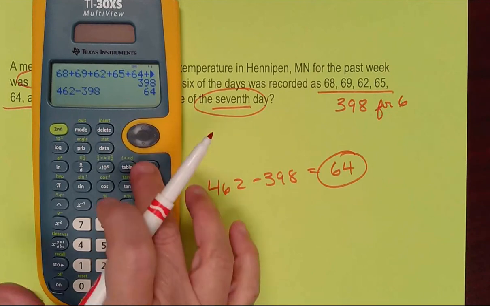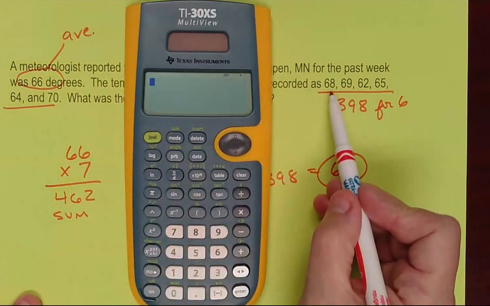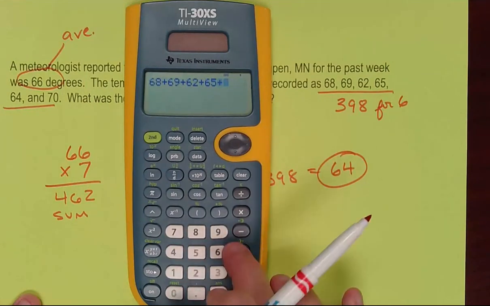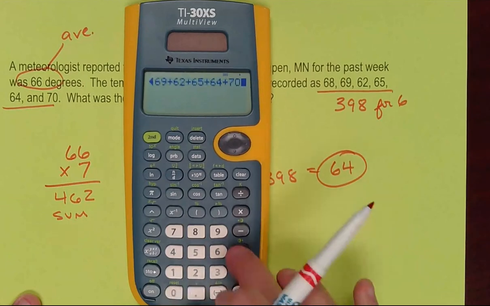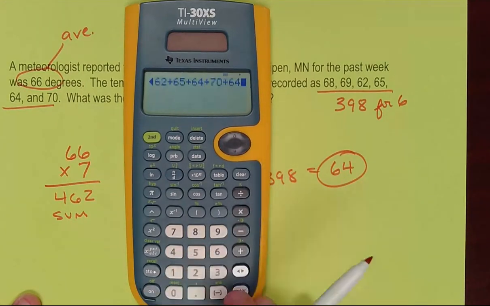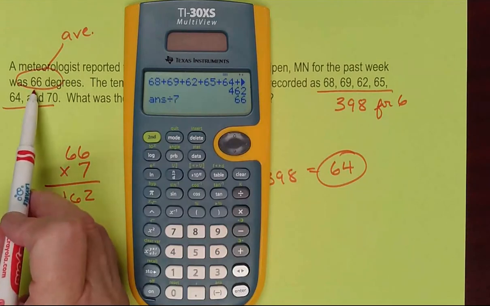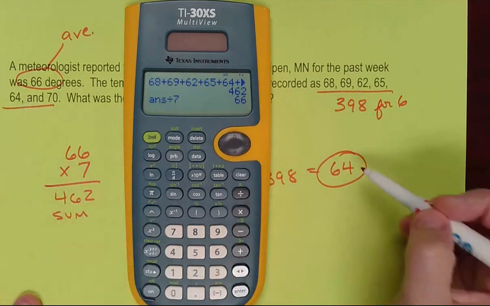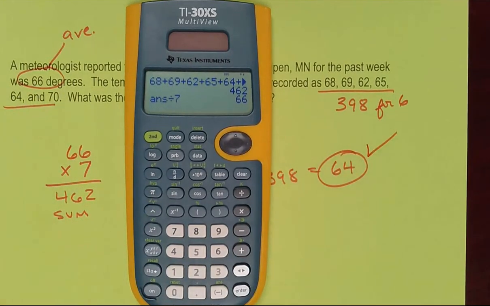Can we check it and make sure we're right? Sure we can. Add these numbers: 68, 69, 62, 65, 64, 70, and 64 for the 7th day. We get a sum of 462, divide by 7 days, and get 66. That's the average the meteorologist reported. So we have confirmed that that is the correct answer.